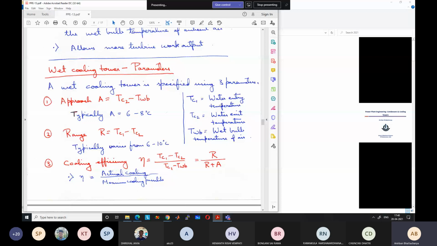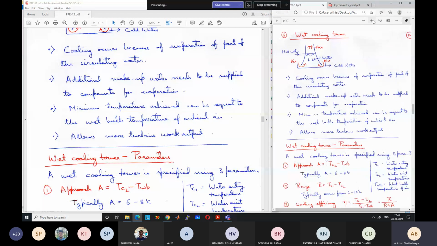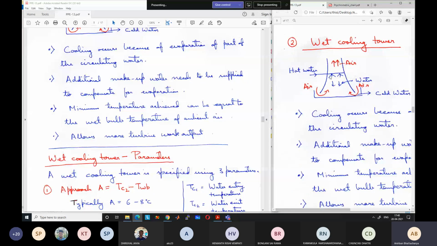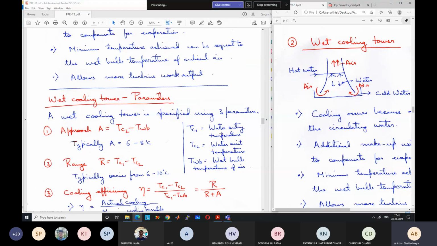So if the hot water inlet occurs at TC1 temperature, and the water after cooling goes out at TC2 temperature, we can specify a range of the cooling tower. Range means how much cooling is occurring in the cooling tower, which is equal to TC1 minus TC2. This is of the order of 6 to 10 degrees centigrade. So range means the decrease in temperature of the water occurring in the cooling tower. So a higher range will be better; it means that more cooling can be done.